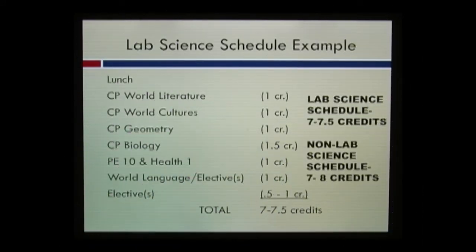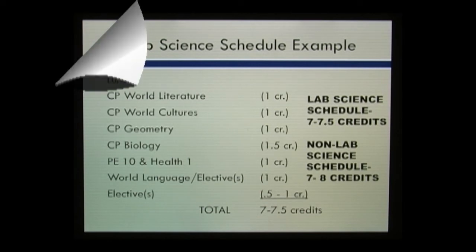Our next slide is about our lab science schedule example. If you go down the list, you'll see if you're choosing to schedule a lab science, you will pick between 7 and 7.5 credits worth of classes. If you are scheduling a non-lab science, you will schedule between 7 and 8 credits.